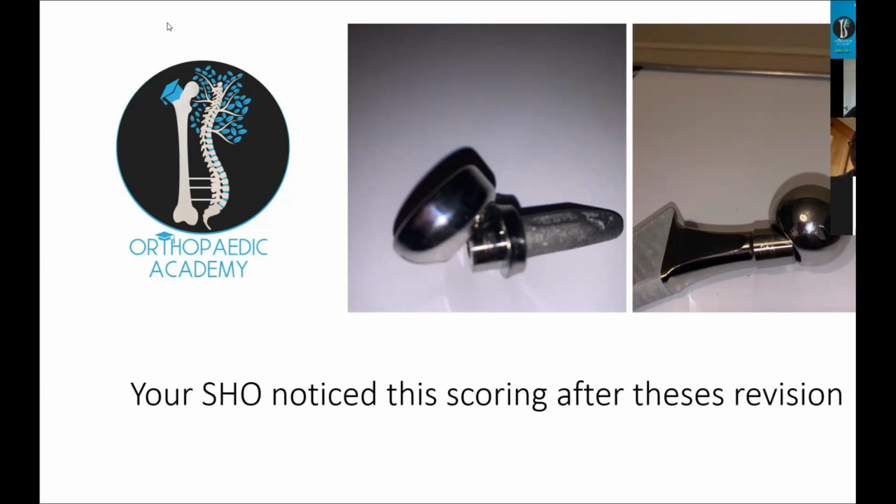So let's take a bit of positive going. You talked about the taper, yes. You mentioned trunnionosis as well. That's what we're talking about, trunnionosis. It's a big issue with modular hip replacement, with modular implants, full stop. It's something that we still haven't quite got to grips with. So it is a potential source for problems in the future in terms of revision. So we've got these sort of scorings here.